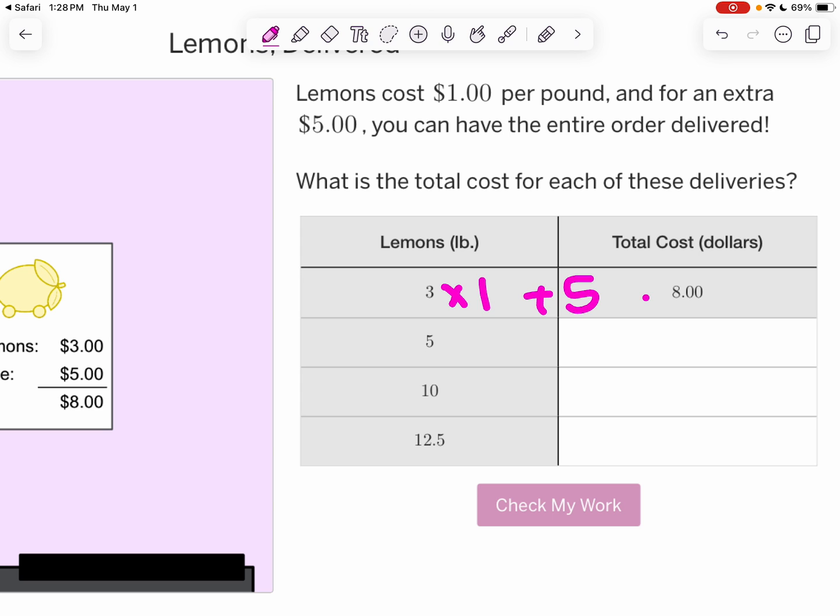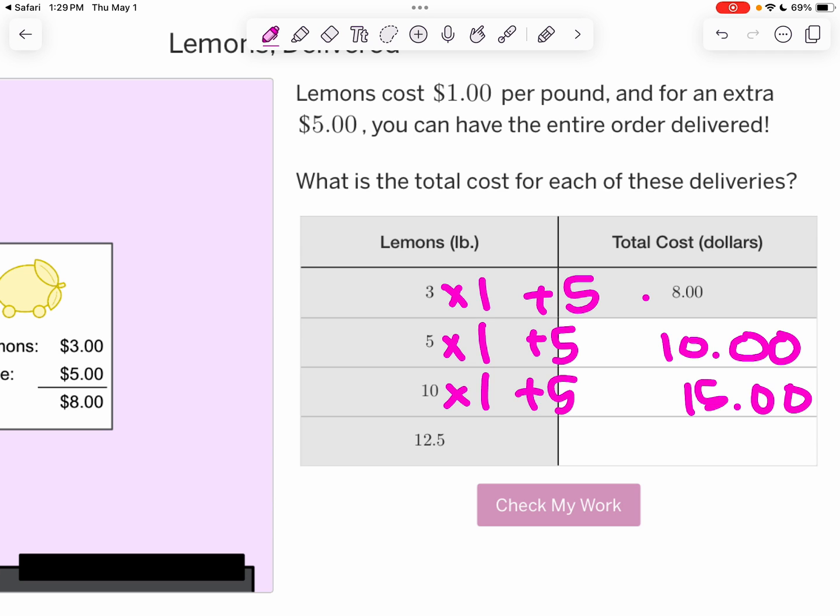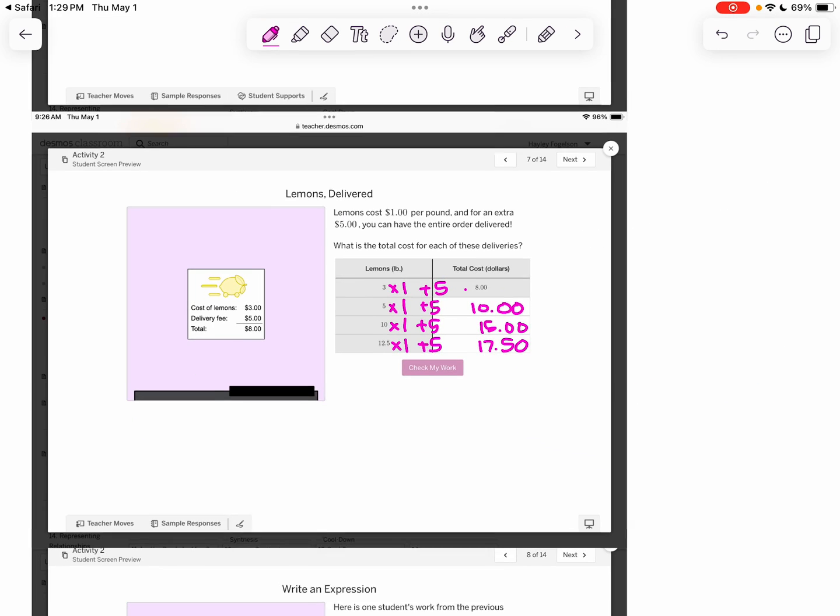So now we're going to do the same thing for the next one. 5 times 1 is 5. Plus 5 would give us a $10 delivery total. Same thing with the next one. We need to multiply by $1. 10 times 1 is 10. Plus 5 would give us $15. And then lastly, 12.5 multiplied by 1 would be 12.5. Plus 5 gives us $17.50 for our total cost.